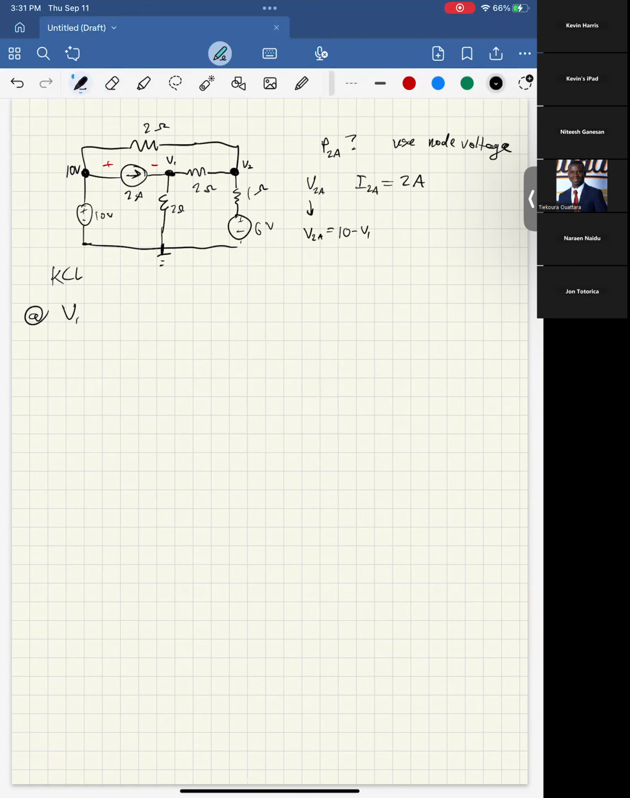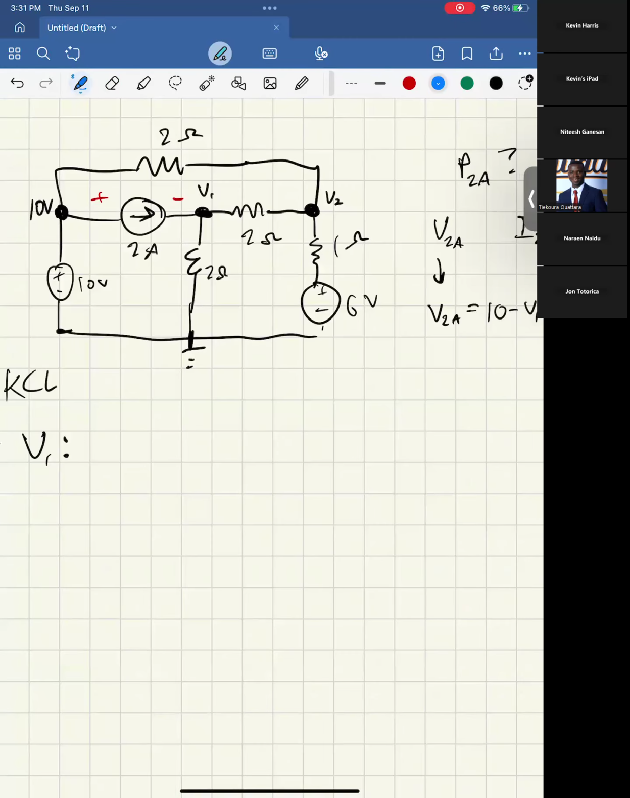Okay, so here at V1, same thing we've done before. We know this current is going into the left, and since we have resistors on the other ones, we're just going to say that they're going out. Likewise, for here, we're going to say that they're going out because everything's a resistor.